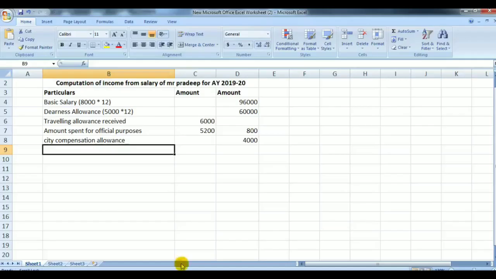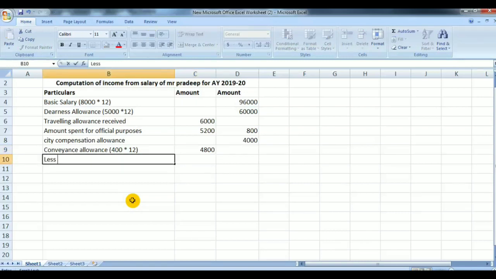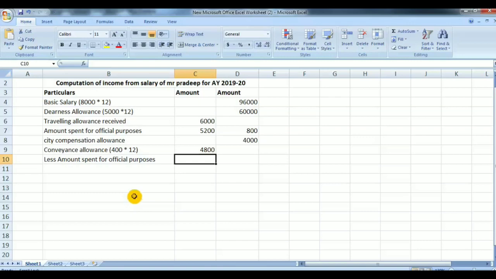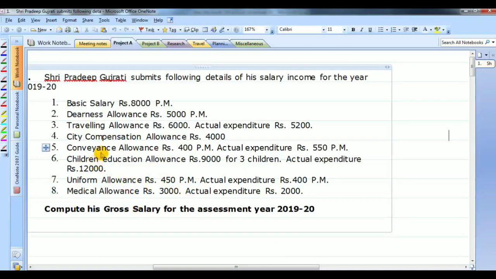Conveyance allowance 400 rupees per month, conveyance allowance 400 multiplied by 12 as it is per month, so we will write 400 multiplied by 12. 400 multiplied by 12 gives us an amount of 4,800 less amount spent for official purposes. How much amount we have spent for official purposes? See the problem. How much amount? Yes, 550 rupees per month.